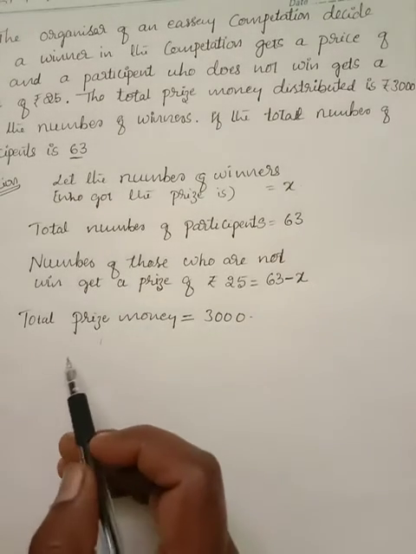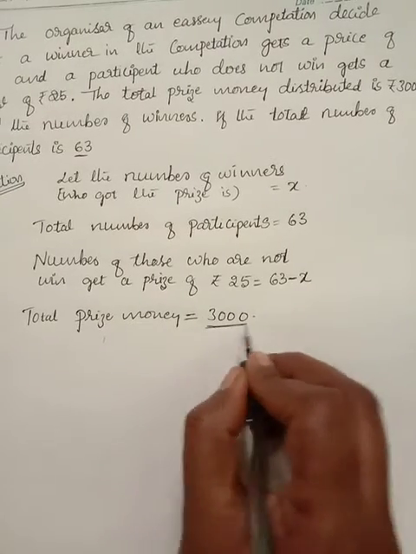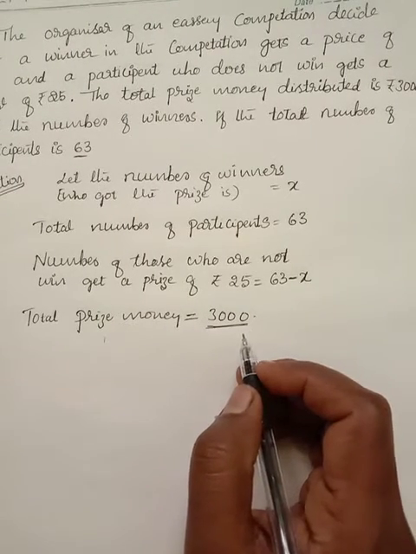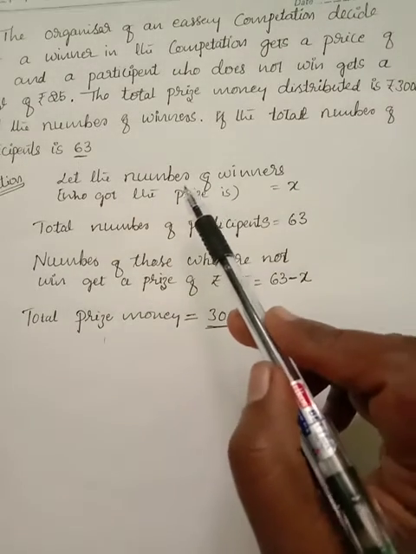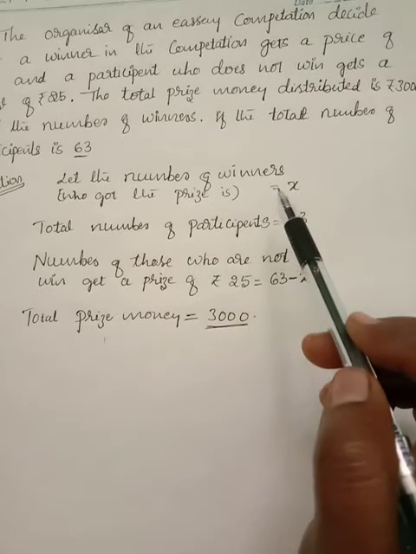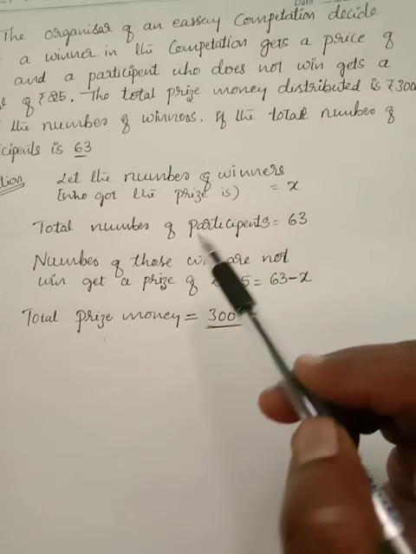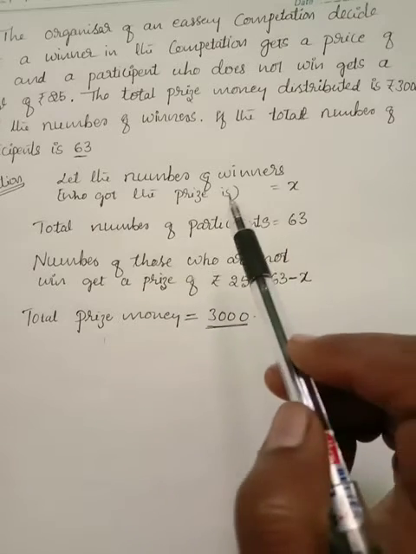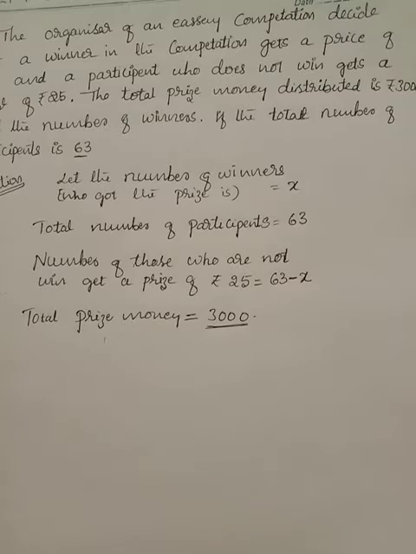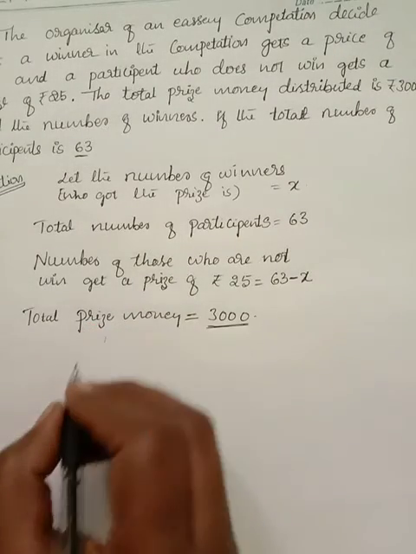And the total prize money of this essay competition is 3000 rupees. So we find out how many students are there in the essay competition, how many winners are there, and how many participants also got a prize of rupees 25. We find out. Okay, then you write the simplification.